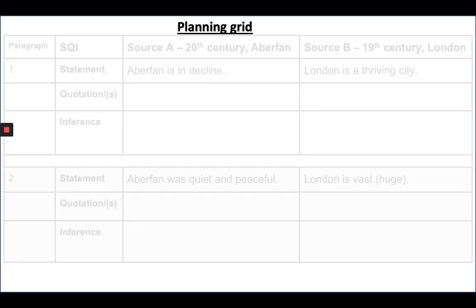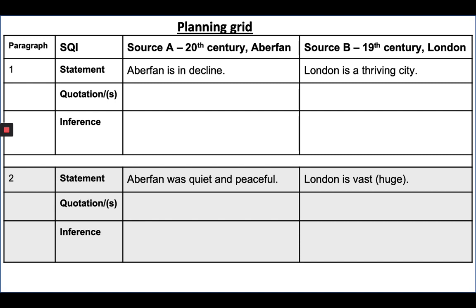Okay, let's begin. So hopefully you would have noticed that Aberfan is in decline. It's falling apart, it's old and abandoned, well, it's not really abandoned, but it's pretty neglected and unloved. Contrasting, London is a thriving city, it's full of life and hustle and bustle. A different statement that you could use for your next paragraph to show how they are different is Aberfan is quiet and peaceful, whereas London is vast and it's huge. Please could you copy these statements into your book.